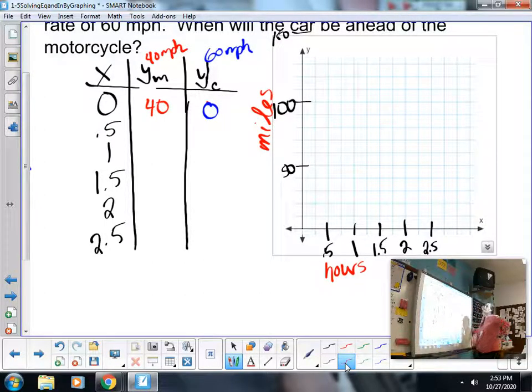Now, rather than just looking at every hour, I actually went every half hour, and I'm going to plot a new dot of where my vehicles actually are. We want to know when the car will overtake the motorcycle. So at the beginning, the motorcycle is starting at 40. If the motorcycle is traveling 40 miles every hour, in a half an hour, they're going to be traveling an additional 20 miles, which means the motorcycle is going to be at 60. So at 0.5 hours, so half of an hour, we're going to be up at 60. After a whole hour, we're going to be up at 80.